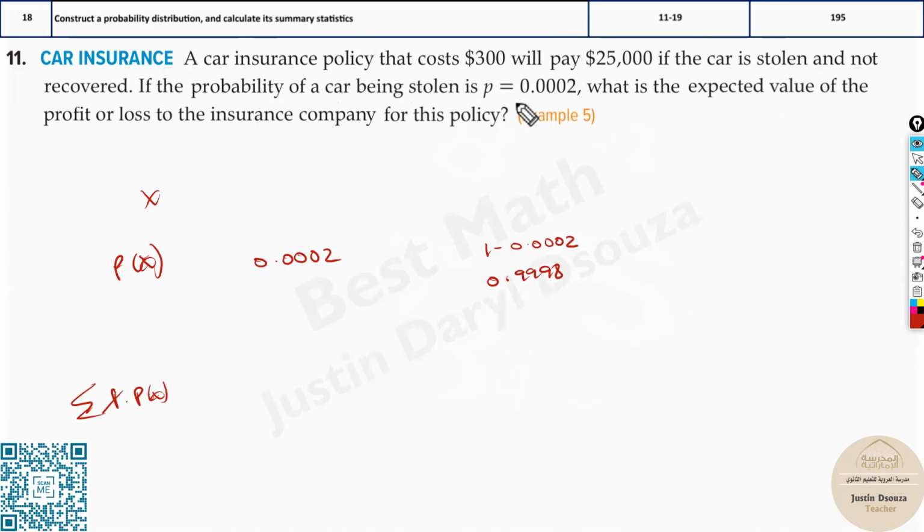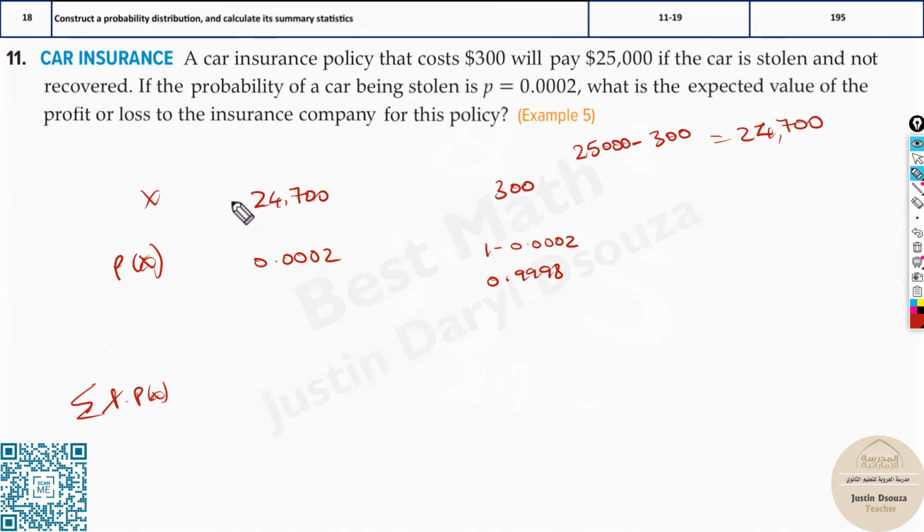Now, if the car has been stolen, what is the loss for this particular policy for this company? They are gaining $300 from each customer. No matter what, the customer will have to pay $300. But if their car has been stolen, it'll be a $25,000 loss minus whatever profit they gained from them, right? So it'll be a net loss of $24,700. So if the car has been stolen, they will incur a loss of $24,700. But what about the other side? What is the gain? The gain is $300 for this particular probability.